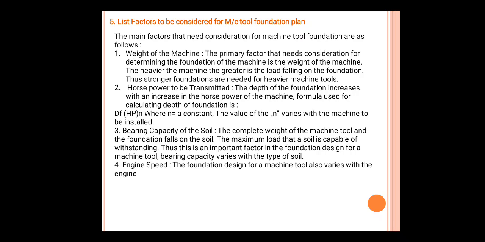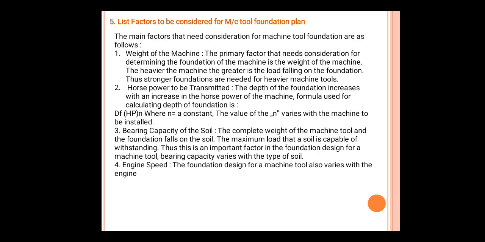So here is the formula for this one: d_f = hp × n, where n is a constant and the value of n varies with the machine to be installed.